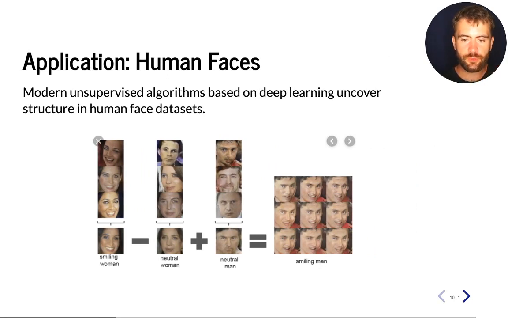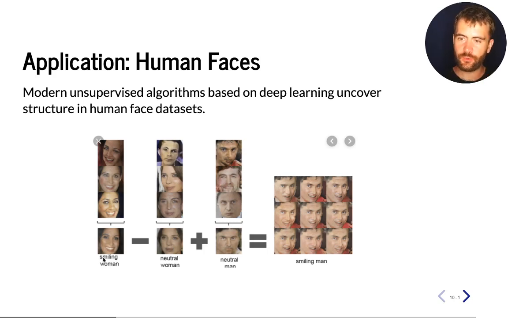And finally, the last interesting application of unsupervised learning that I want to show here is in the context of human faces. This is a result in deep learning from a few years ago. This is an algorithm that has looked at a large set of human faces, and it has learned to map these faces into a low-dimensional space. And now we can perform arithmetic within that low-dimensional space. So for example, we start with an image of a smiling woman.